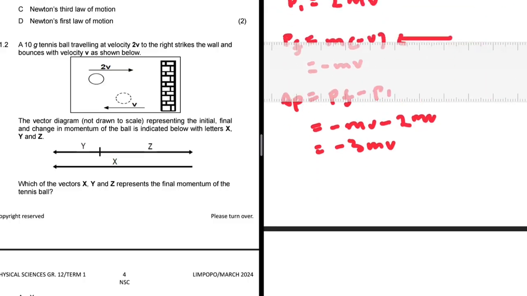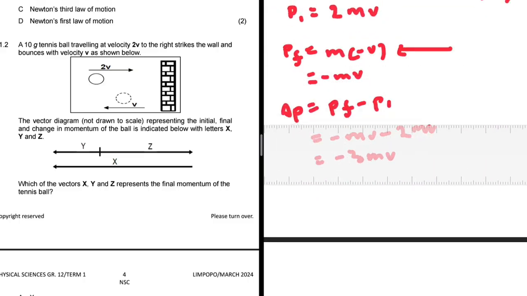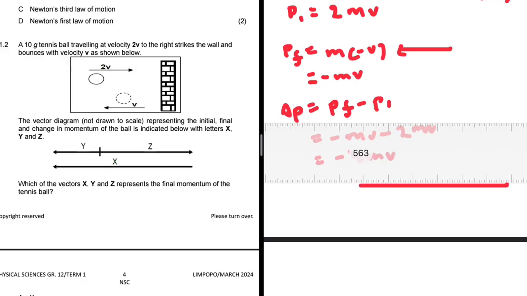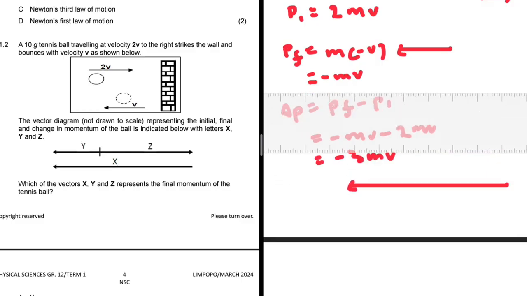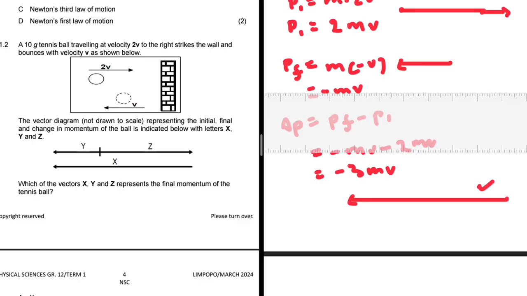What about the change? The change is minus 3mv. So we would expect the change to be way greater than the final and just a little bit greater than the initial. So this is the change, about 6 centimeters. So yeah, that's about it. This is the change in momentum. This is the final. This is the initial, if we take east as positive. So let's go back to our question and see which answer we can go with.